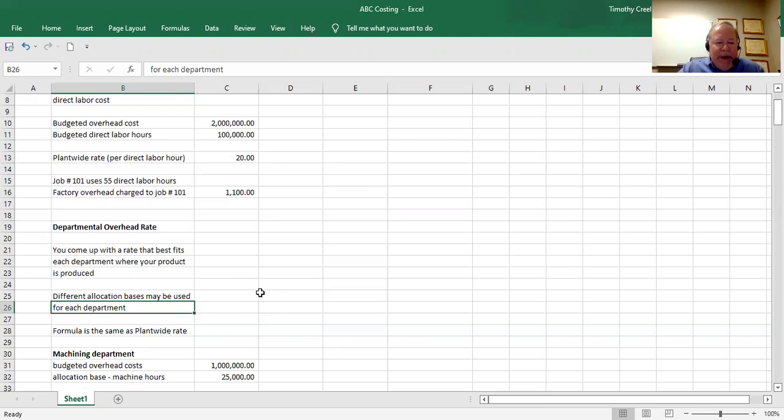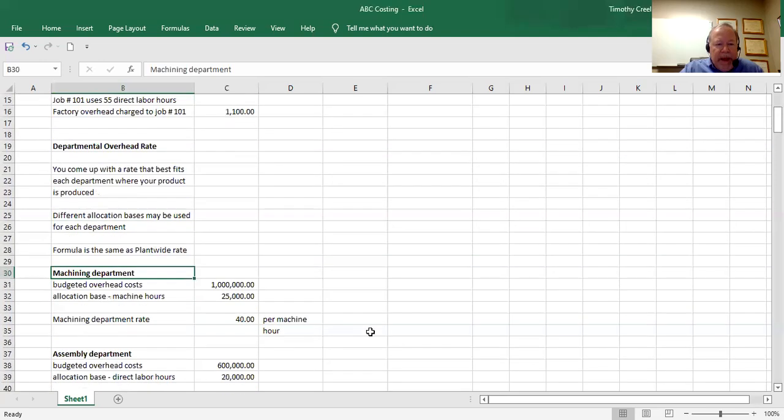So here's an example. The formula would be the same as the plant-wide rate, which is the budgeted overhead cost divided by the budgeted allocation base. But again, you might have a different allocation base for each department. So let's say we have a machining department and our budgeted overhead costs for that department are $1 million. For the allocation base for this one, it's mainly machines. It's mainly automation. So we're going to use machine hours because that's a better measure for that department. And we estimate 25,000 machine hours.